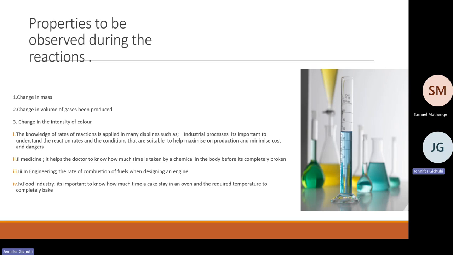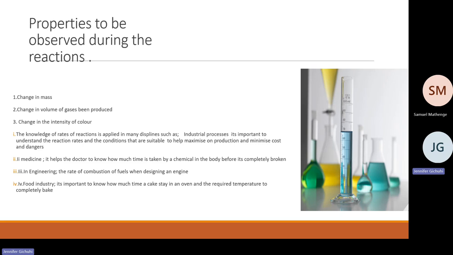One of them is that the knowledge of the rate of reaction is applied in many disciplines, such as industrial processes. We have covered industrial processes all the way from Form 1, where we did the fractional distillation, in Form 2, where we did the Solvay process, and in Form 3, where we did the Haber process, the Ostwald process, and the contact process. I want to believe that at this level, those processes are at your fingertips.